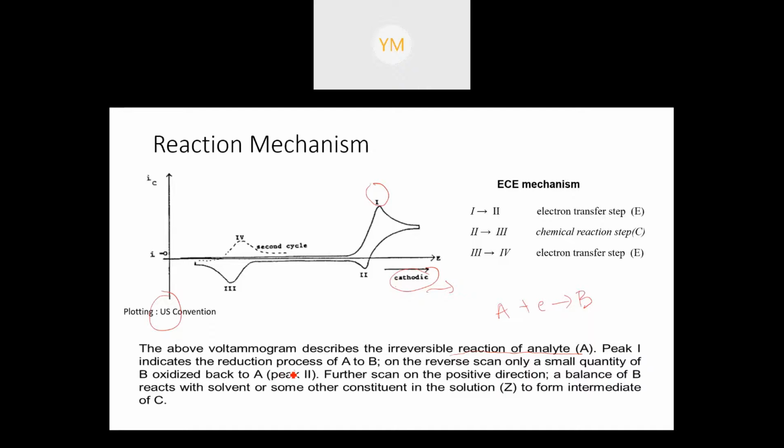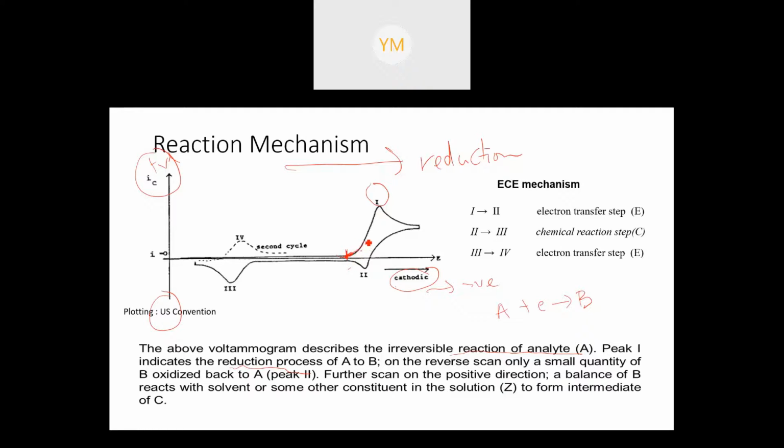So this indicates the reduction. Current is positive, E is negative. So this is reduction, a reduction reaction on the working electrode. There is an increase of current starting here.